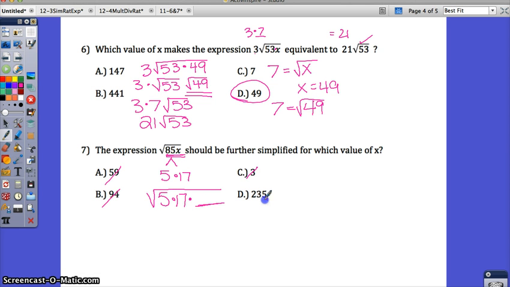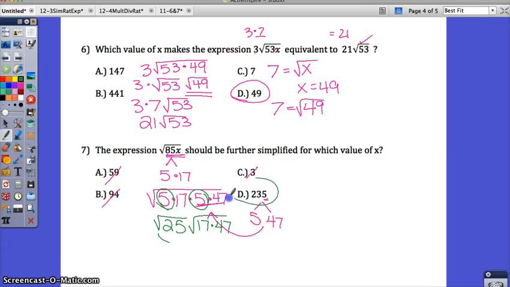235, ooh, it ends at a 5, I like that. I could split that up into 5 times what? Use your calculator, it would give you 47. Which means if I put in 235 for x, it would allow me to simplify this farther, because I would have a 5 times 5, which can be grouped as the square root of 25, and the rest of it can stay inside the radical, but this can come out. This can become 5 square roots of 17 times 47. So your answer for the last one is D.